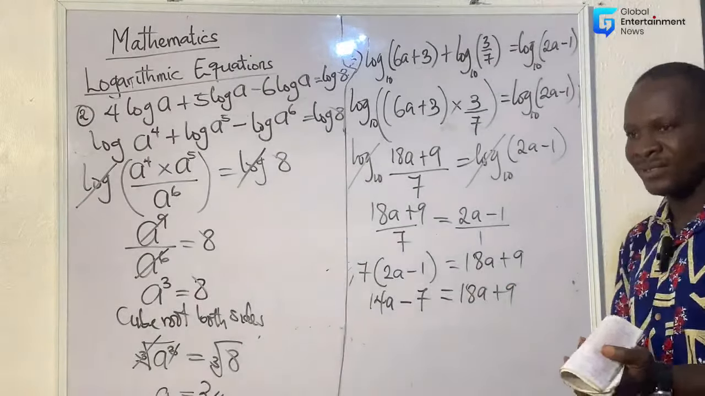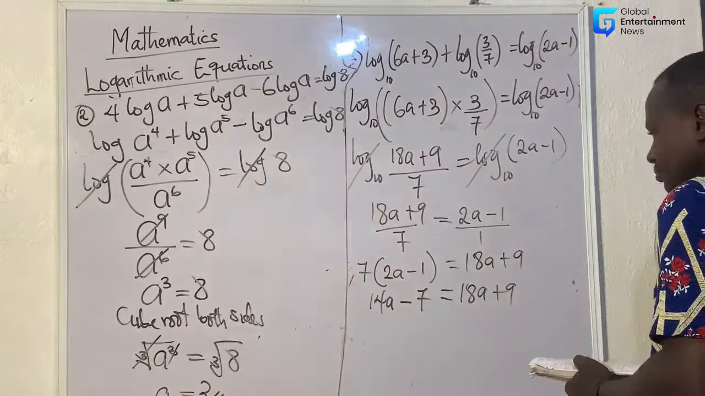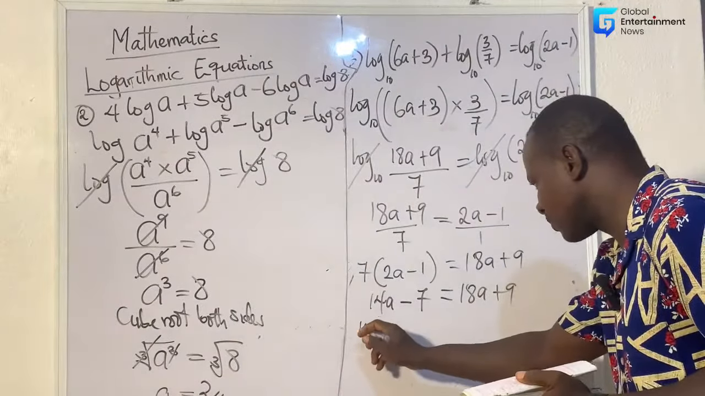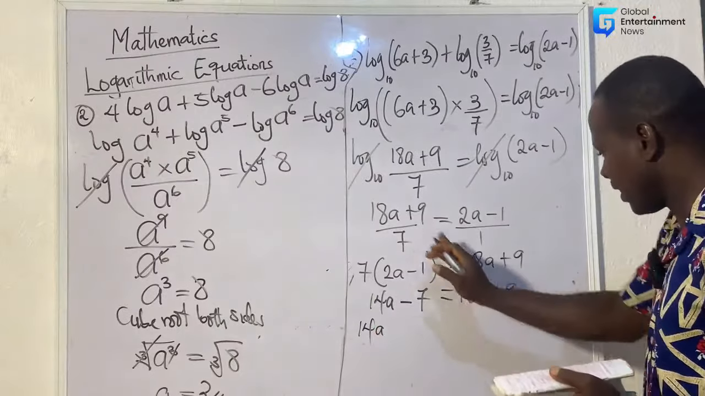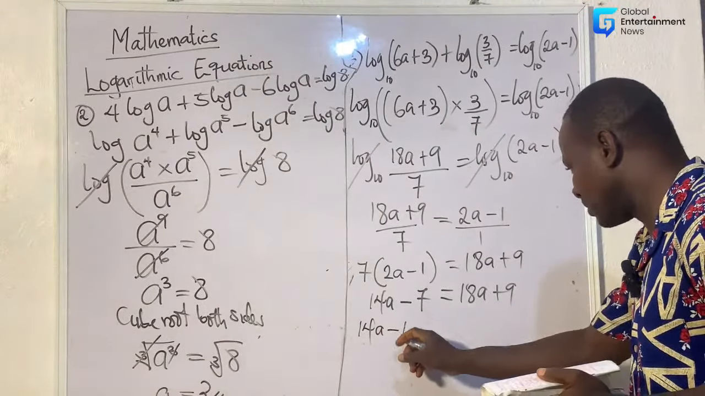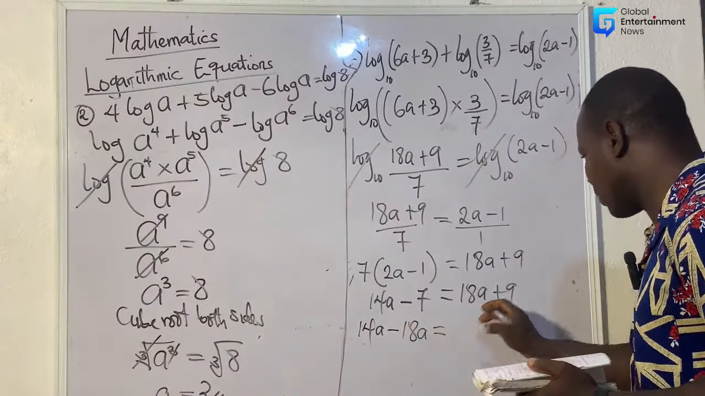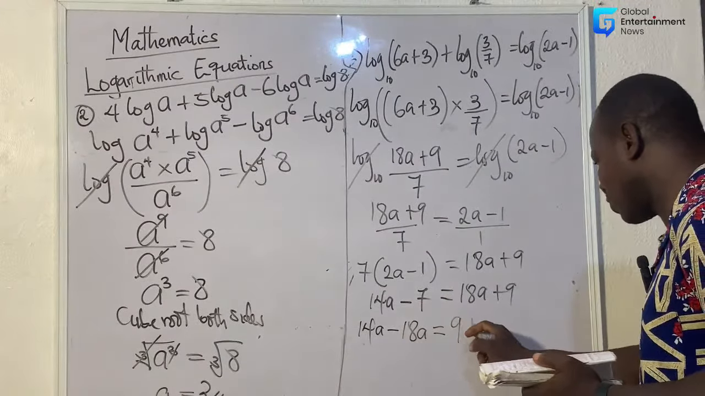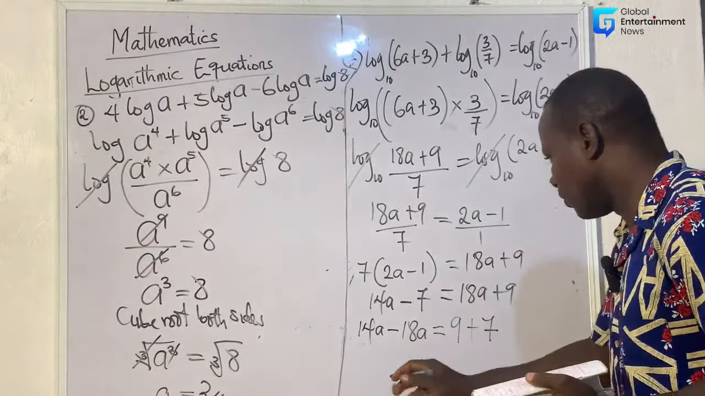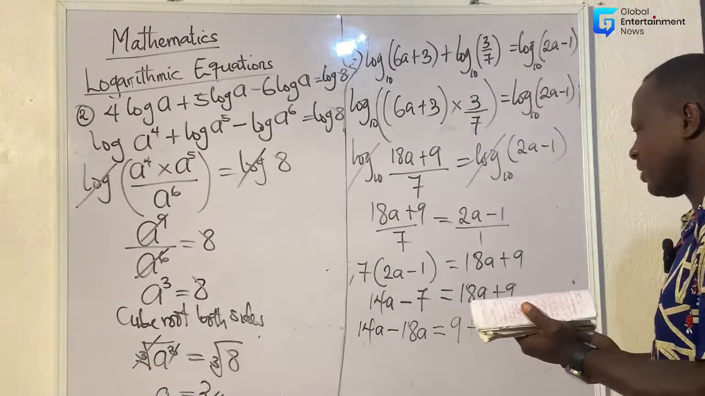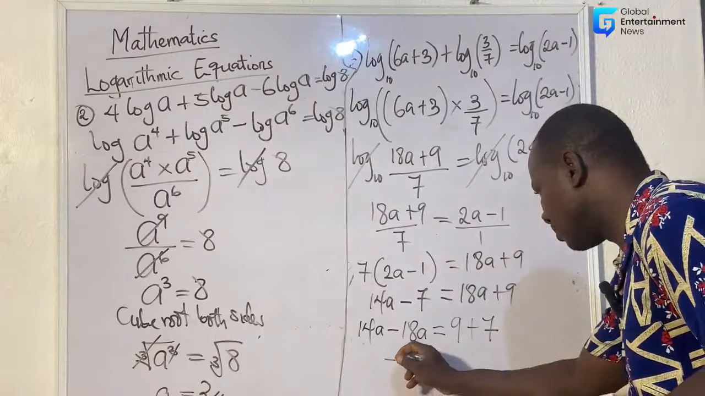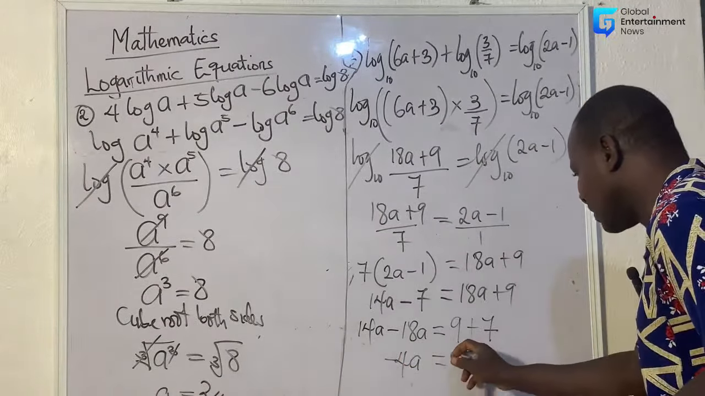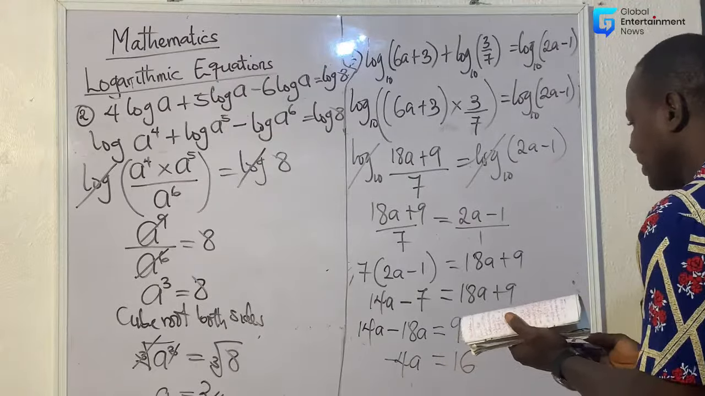Let's collect the like terms. So we want to collect the like terms. What do we have here? We have 14a. Carry this one to this side will give me minus 18a is equal to 9. Carry this one to this side. From minus we change to plus 7. So 14a minus 18a will give me minus 4a is equal to 9 plus 7. That is 16.